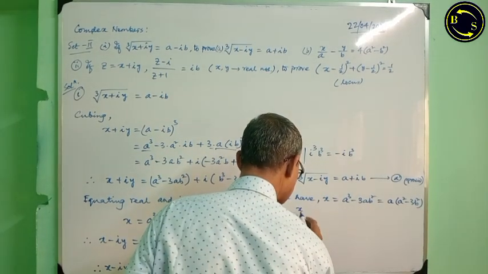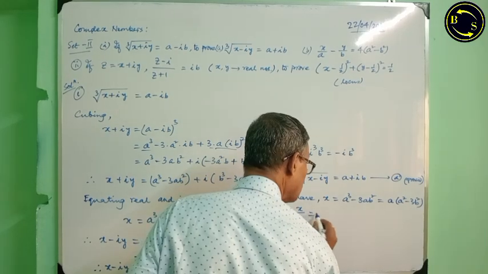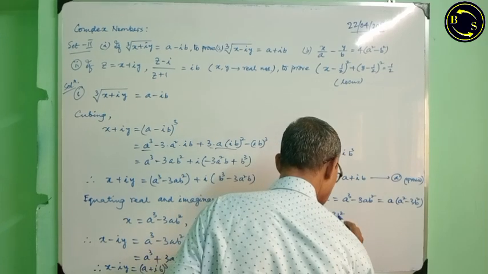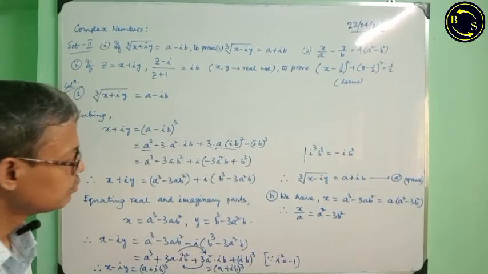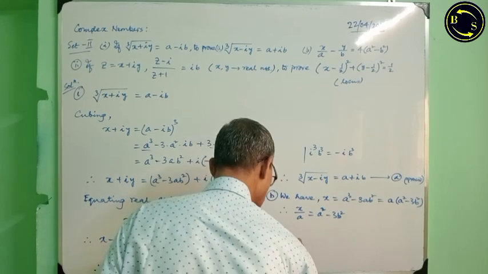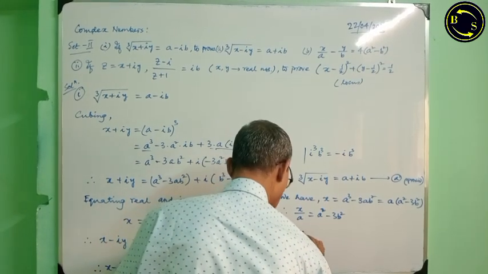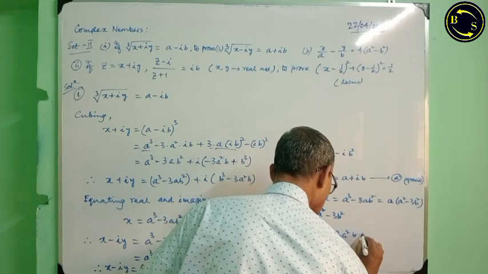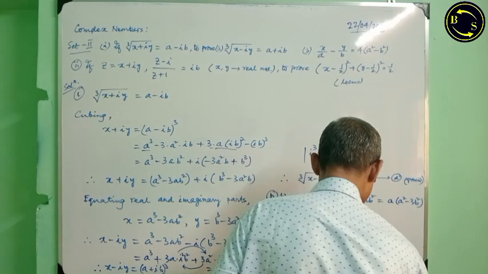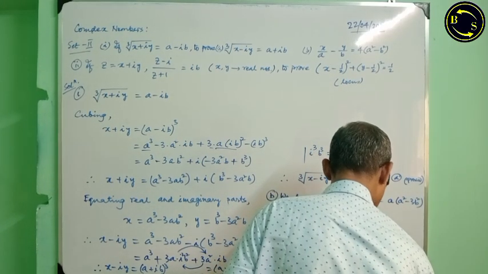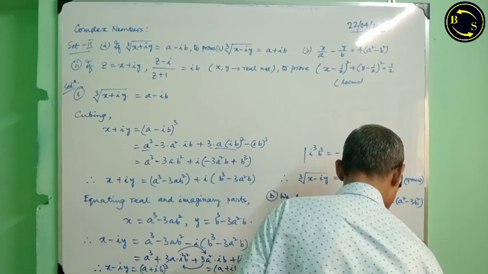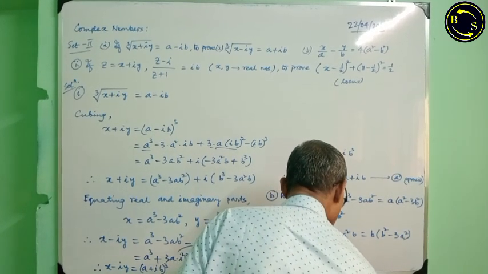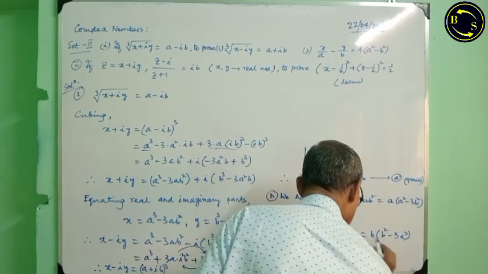Therefore, x by a is equal to a square minus 3b square, and y is equal to b cube minus 3a square b. b is the common factor, b square minus 3a square. Therefore, y by b is equal to b square minus 3a square.